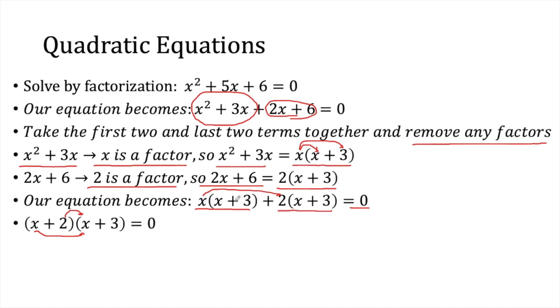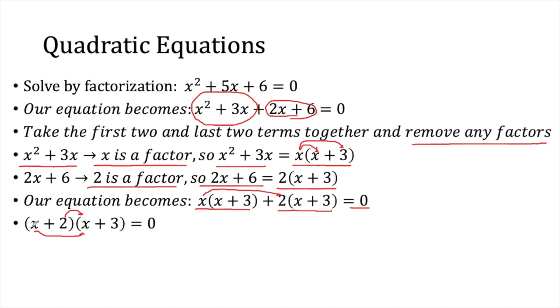However, note that this can only be done when you have the same terms in both the binomials. So you must have x + 3 and x + 3, or basically the binomial must be exactly the same if you are to add this 2 to this x. So now we do that, and we have factorized our equation into two binomial factors.